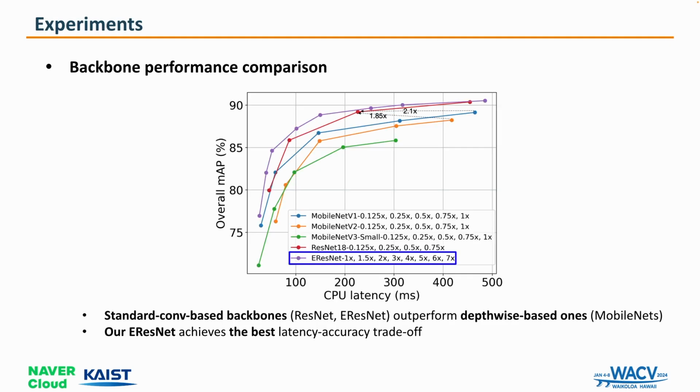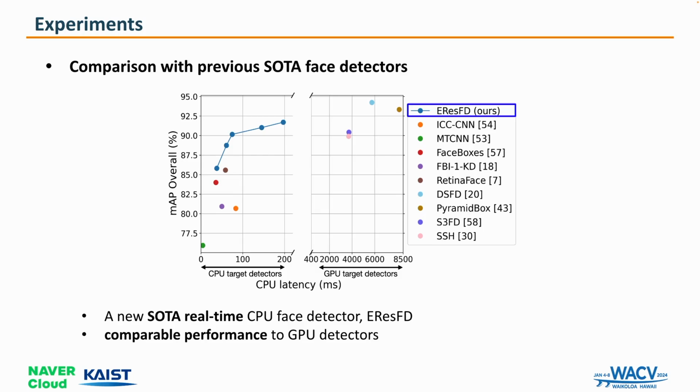For the experiments, we compared performance of various backbone networks. The result shows that standard convolution-based backbones, ResNet and EResNet, outperform depthwise-based ones such as MobileNets in terms of latency and accuracy. Also, our proposed EResNet achieves the best latency-accuracy trade-off. Furthermore, we also compared with previous state-of-the-art face detectors. We note that our EResFD achieves a new state-of-the-art performance among the real-time CPU face detectors. Additionally, we further narrow the gap in accuracy performance compared to GPU-based detectors, while significantly reducing latency.